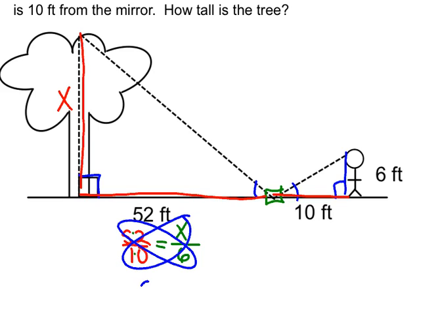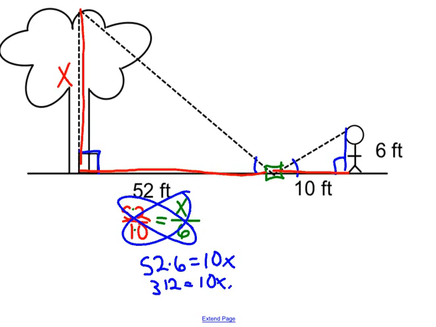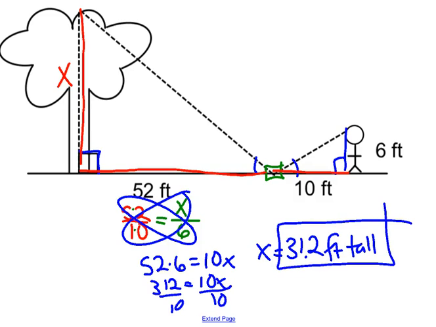We're going to go 52 times 6 equals 10X. We're going to know what is 52 times 6. 312 equals 10x. We divide both sides by 10. We get x equals 31.2. This tree is 31.2 feet tall. And that's what we can use indirect measurement to help us solve.